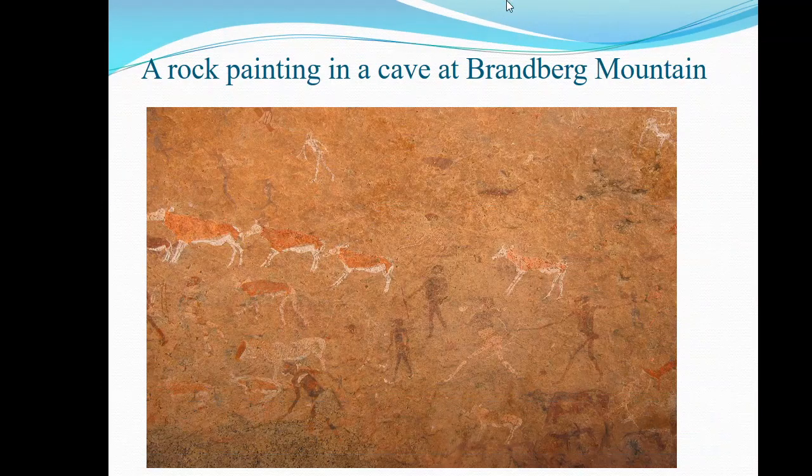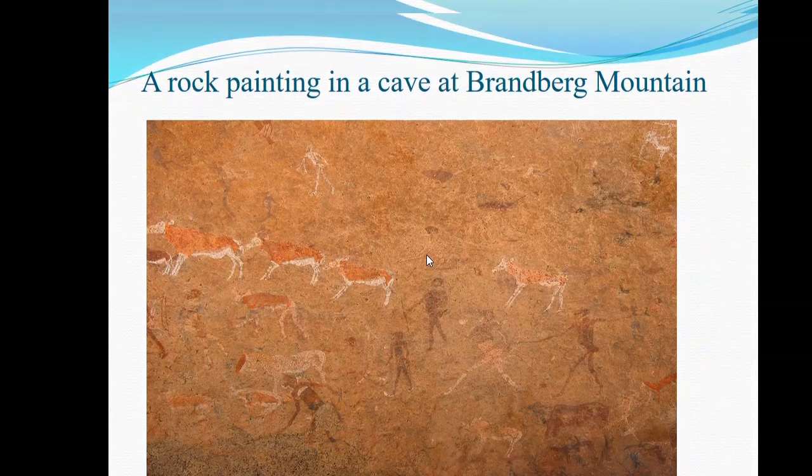So let us look at the rock painting in a cave at Brandberg Mountain. By looking at this picture, you can see that there are animals and also people. They are facing the same direction, and by looking clearly at the picture, you can see that these people are holding weapons in their hands, which look like spears and arrows. So you can see that they used to be hunters and gatherers. They used to hunt animals for meat, and they hunted different kinds of animals which look like oryx, or you can say gemsbok.